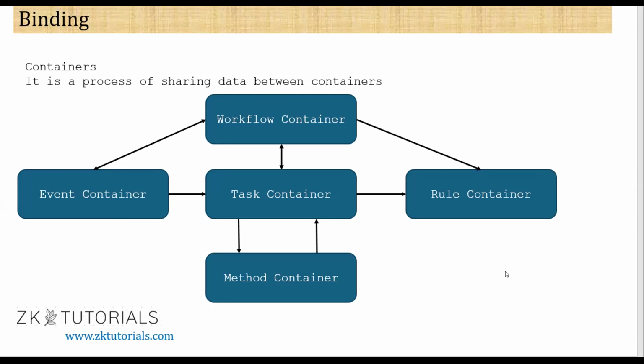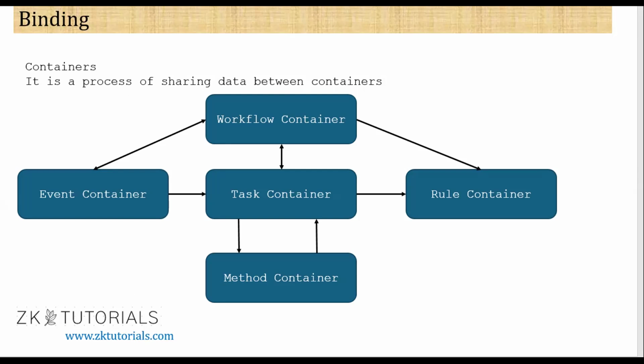We can only bind data if it flows between one of these rules, which is mentioned over here in this block diagram. I hope this one is clear to everyone, guys. So this is the flow between the containers in our workflow. Okay, so guys, this is very important.